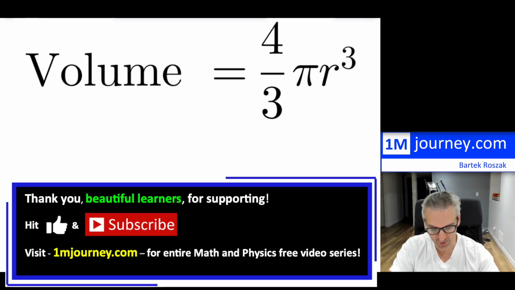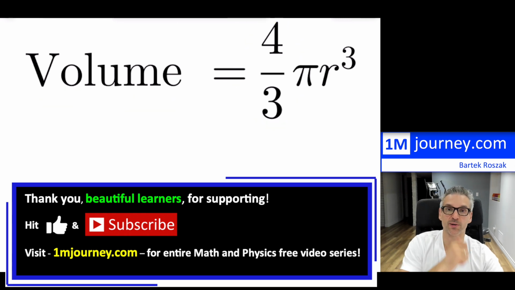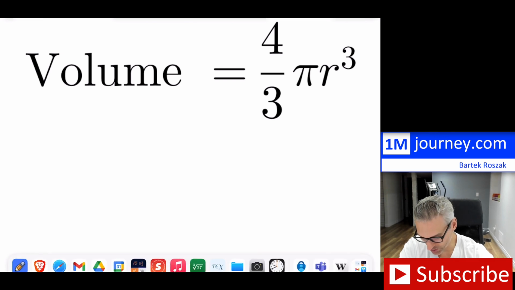So where in the world does this 4/3 come from when we are calculating the volume of a sphere? I'll try to give you the intuition, and I'll also give you the background on how to figure this out. So here's the intuition.